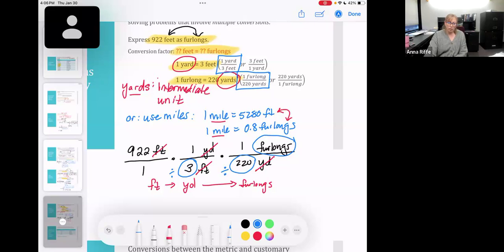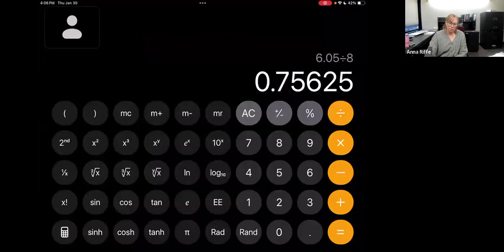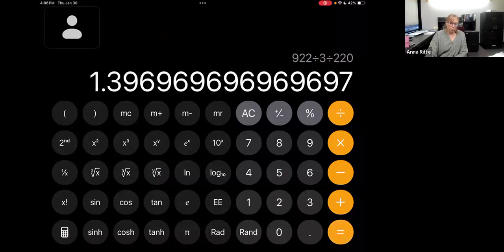My calculator can handle this all in one step. So let's jump into that. I'm going to take 922, divide that by 3, divide that by 220, and we get 1.3969696, etc., etc. This is one that we have to round or write with a bar on top.